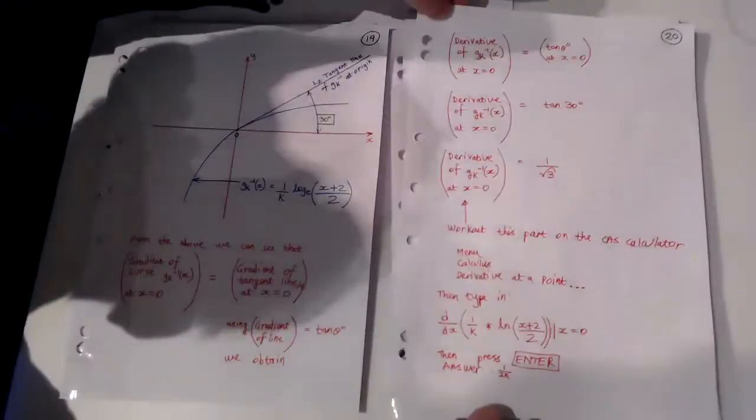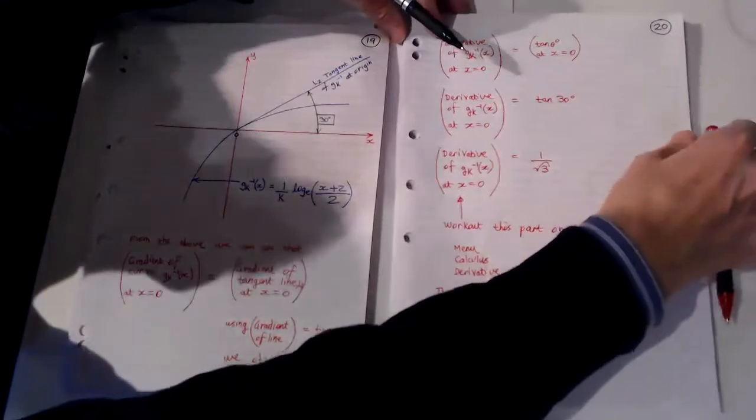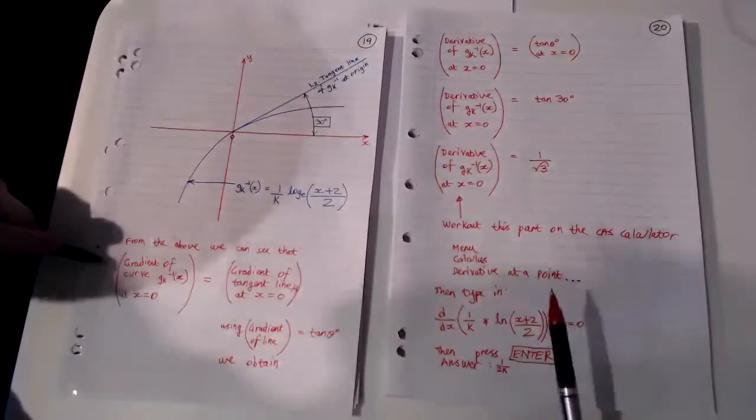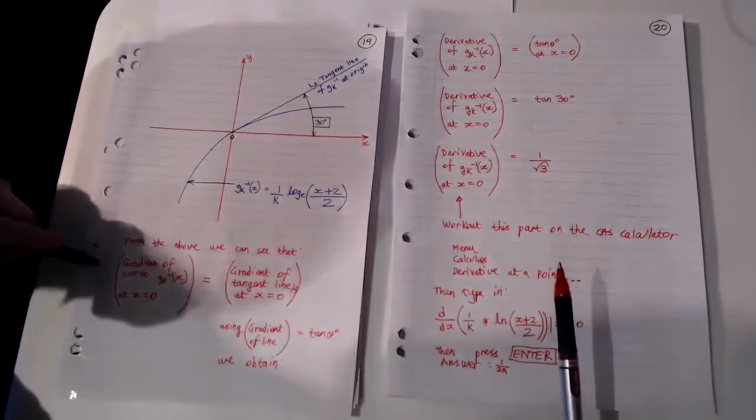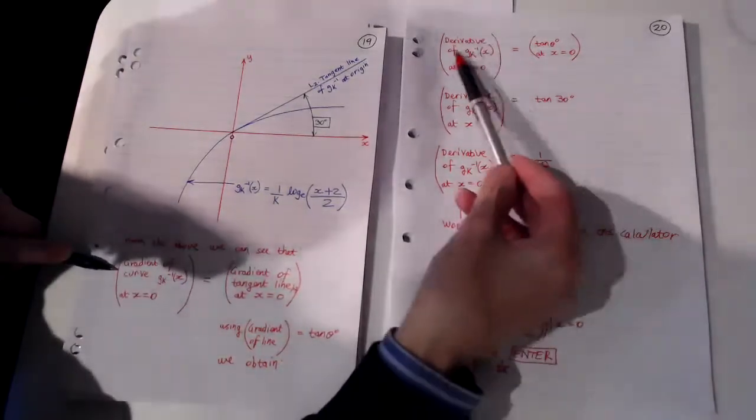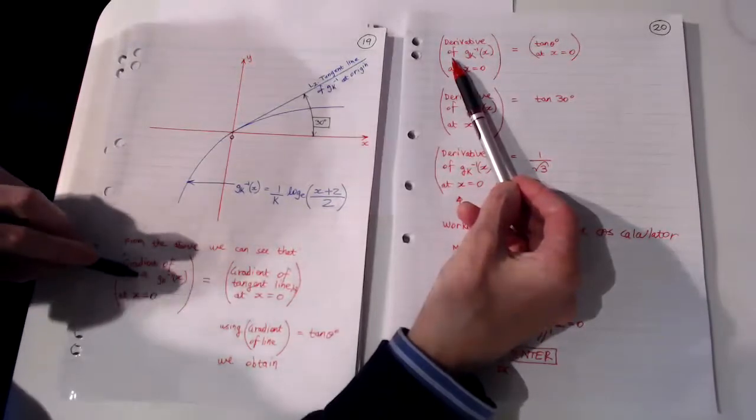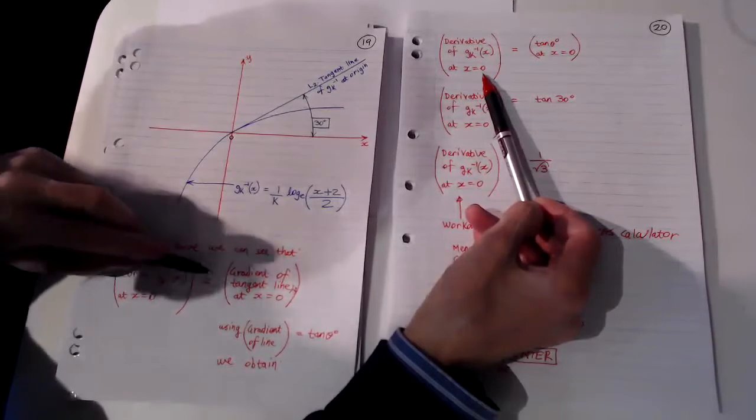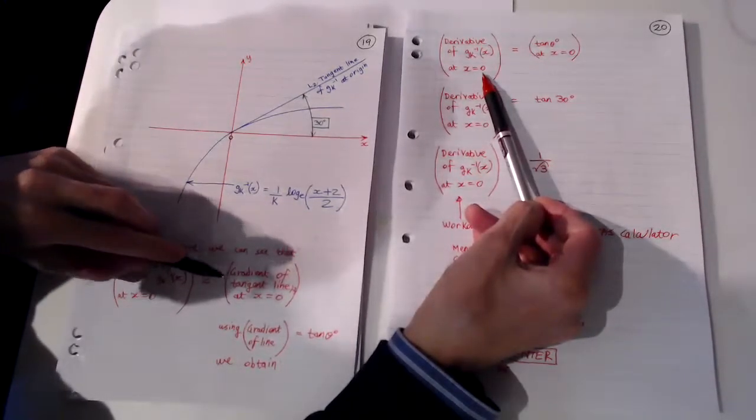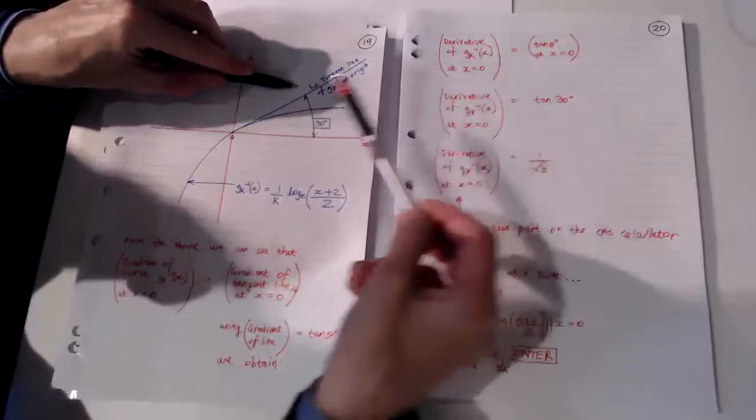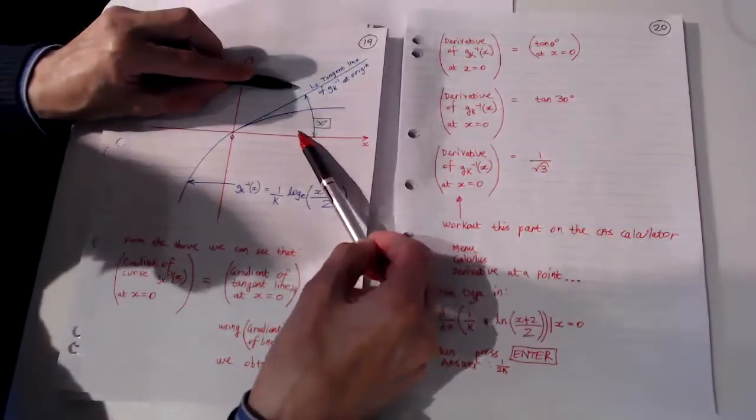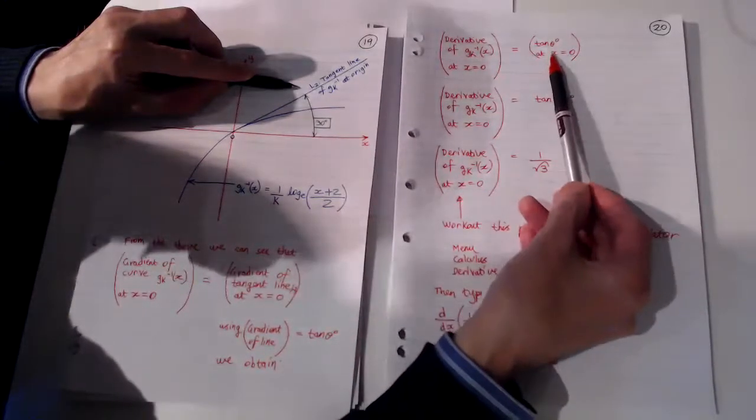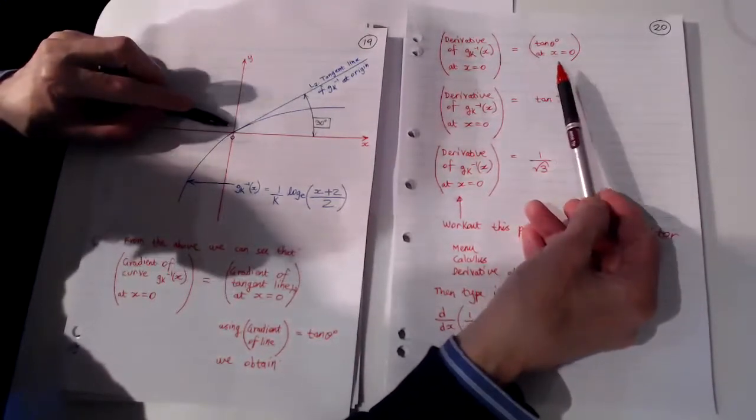What's the shorthand professional way of saying gradient of curve? It's to say derivative of g_k inverse x at x equals 0 is equal to gradient of tangent line at x equals 0. And the other way of saying gradient of tangent line is tan theta at x equals 0.